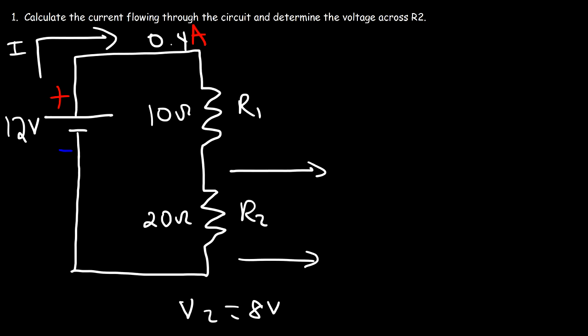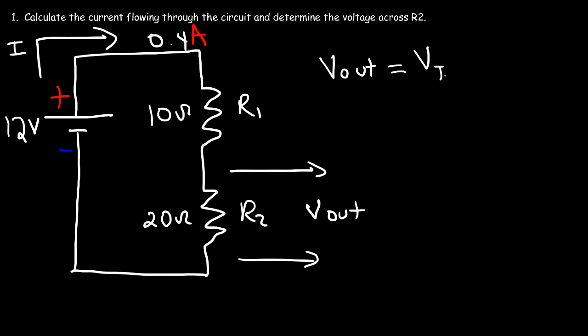Now, there's another way in which you can calculate that same answer. You can use a formula to calculate the voltage across R2. We'll call it the output voltage. So the output voltage is going to be the voltage of the battery, which I'll use VT for that, times R2 divided by the total resistance R1 plus R2.